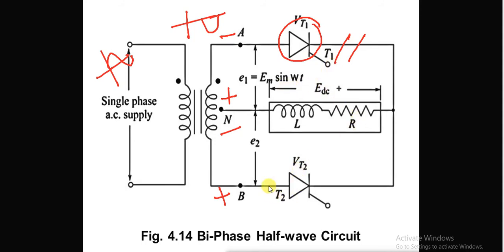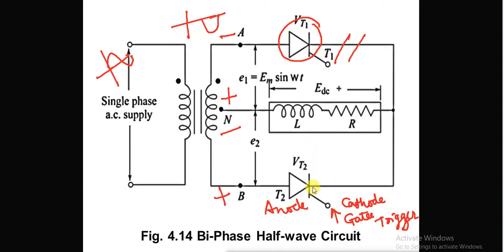Now this SCR T2 is forward biased. This is the anode, this is the cathode. Now this SCR is forward biased. We will apply the triggering pulse at this gate terminal. We trigger it and it will conduct. So during the negative half cycle, this SCR is an off switch, no current will flow. During the negative cycle, the SCR T2 will conduct by applying the triggering pulses.